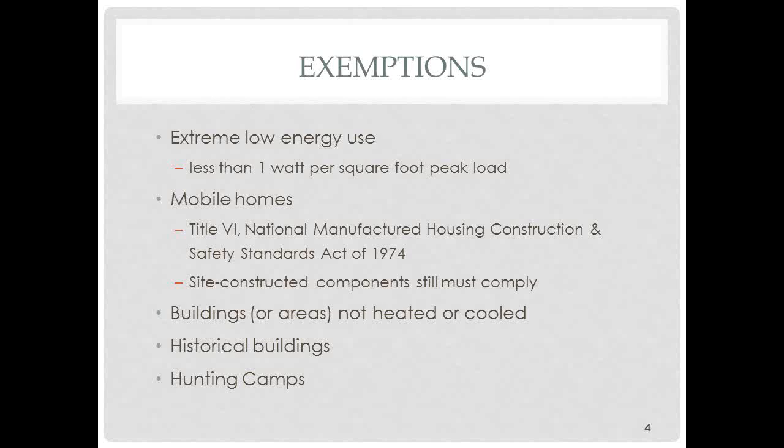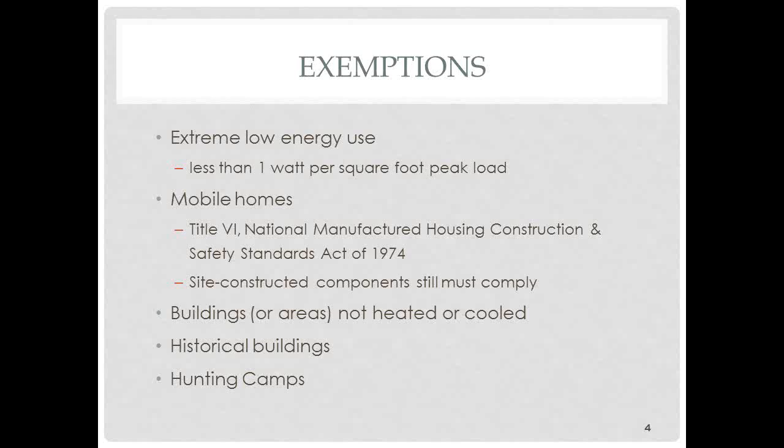The code does not apply to mobile homes. They're regulated at the federal level, and they're outside the scope of our state energy code. But it's important to understand that modular housing, manufactured housing, does have to comply. So mobile homes are exempt. Mobile homes are what most of us think of as trailers. They come with a permanent chassis, and they basically are rolled onto site, and the chassis stays in place.